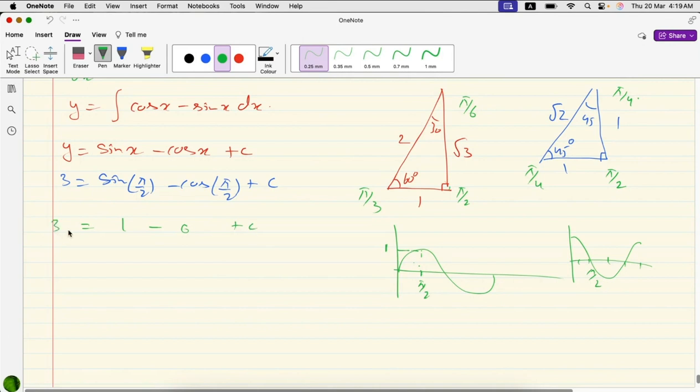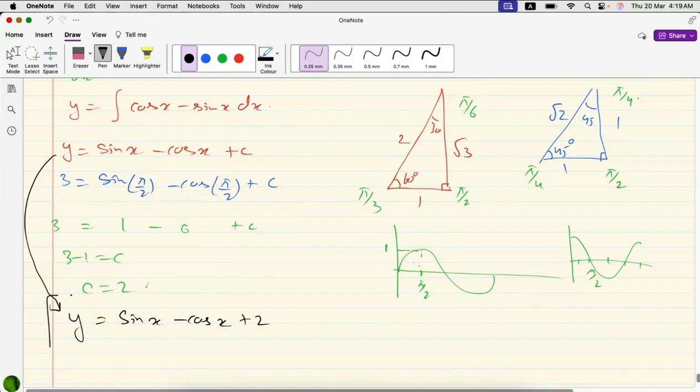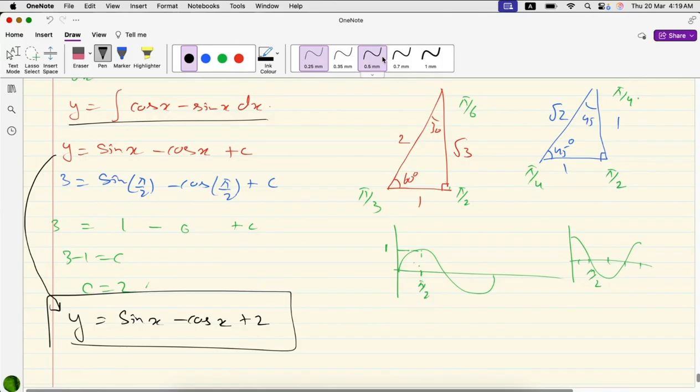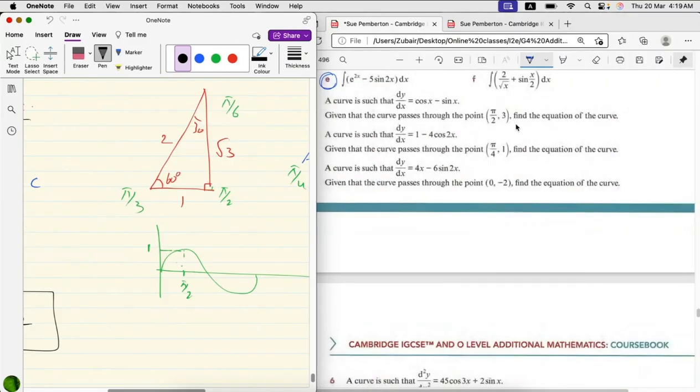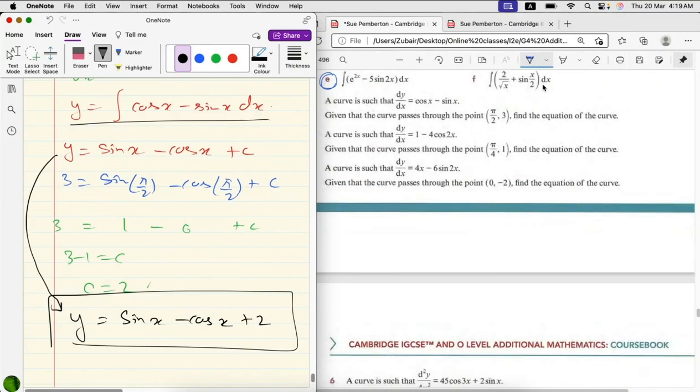Plus c, that's 3, 3 minus 1 equals c, c equals 2. The final answer, the equation, I'm rewriting this: y equals sine x minus cos x plus 2. So when we integrate this, we get sine x minus cos x plus 2 according to the given point. And let me just check that as well.